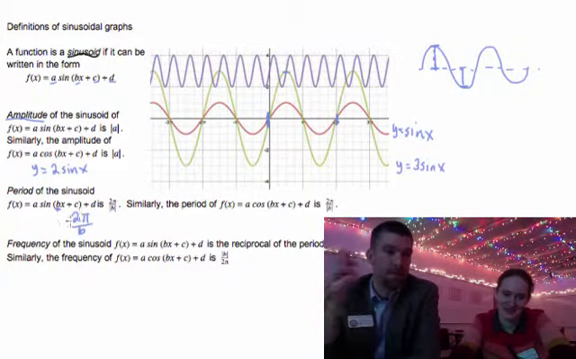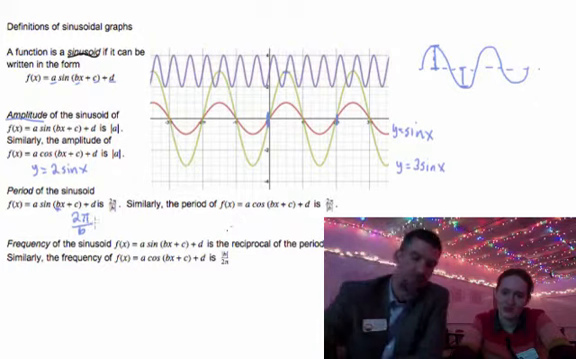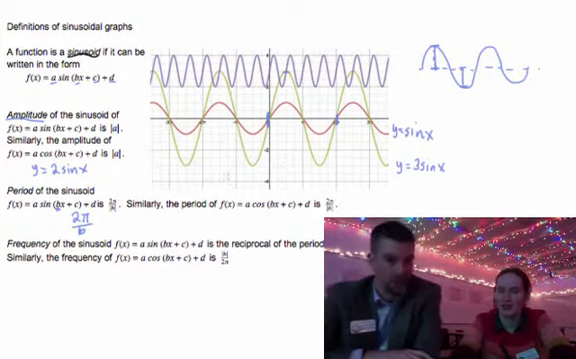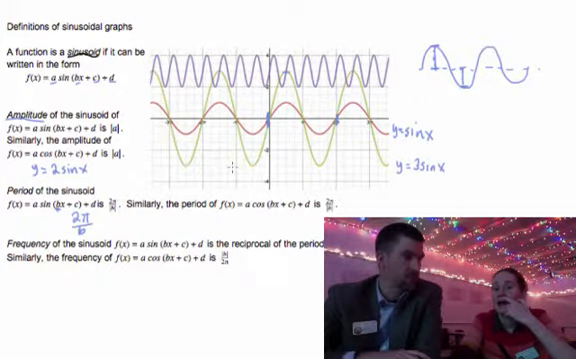Okay, so when you're talking about period, then just whatever that number is right in front of x. You do 2 pi divided by that, and that'll tell you the period. Yes, because sometimes it takes more or less time.